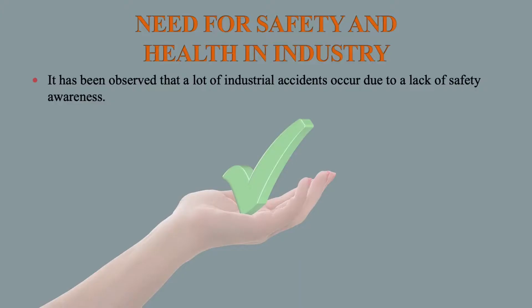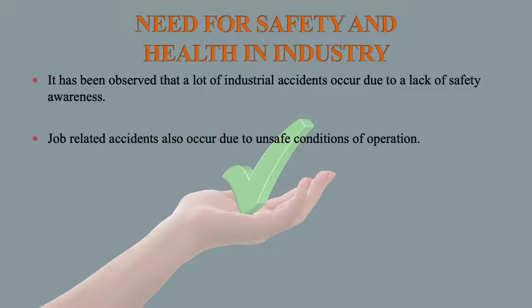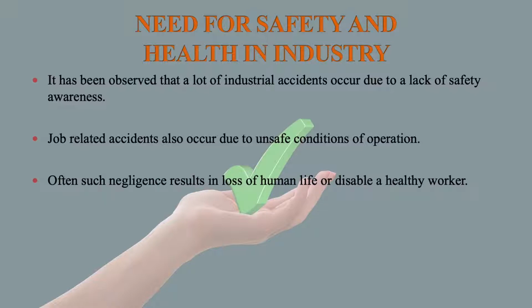Need for safety and health in the industry. In any industry, there is a need for safety as well as maintaining health. Health means the health of the employees, the health of the managers. For anybody who is working in the industry, safety and health are very much important. It has been observed that a lot of industrial accidents occur due to a lack of safety awareness. Job related accidents also occur due to unsafe conditions of operations. Often such negligence results in a loss of human life or disables a healthy worker.